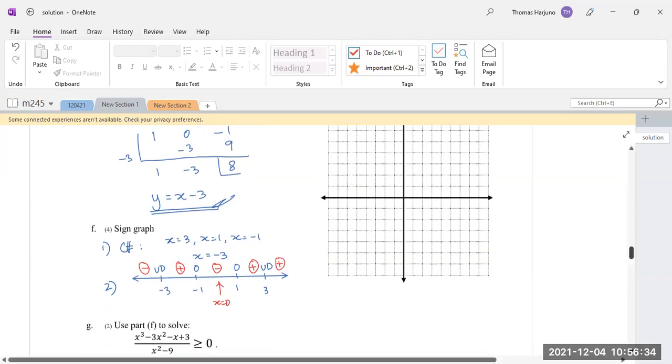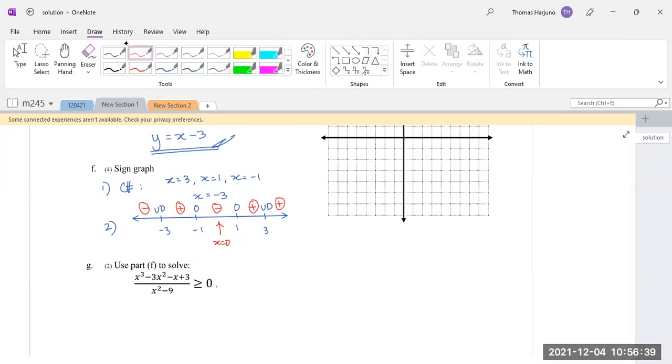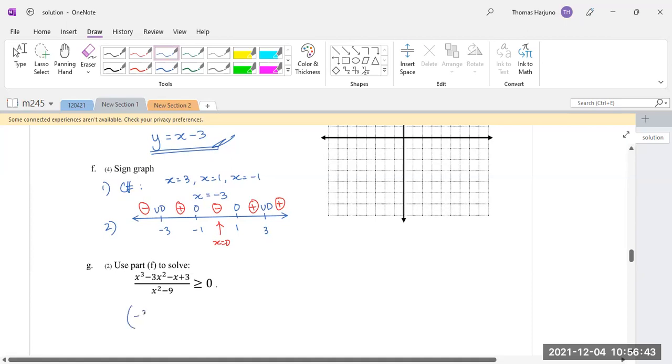Okay, now use that part to solve for this, we need a positive part. So to be positive, we will get from negative 3 to negative 1, union from 1 to 3, union 3 to infinity.